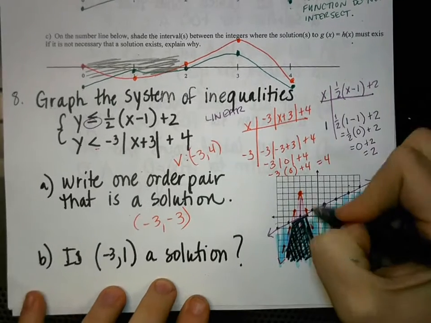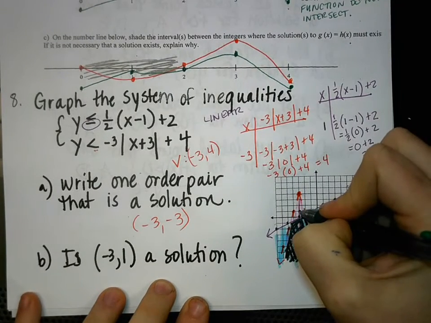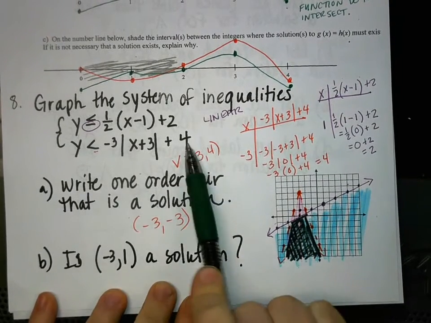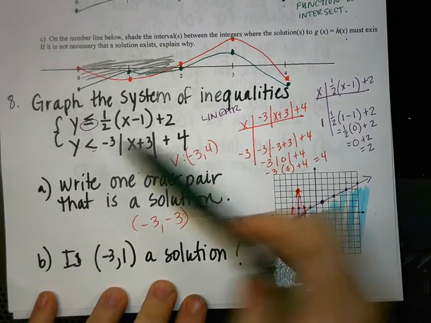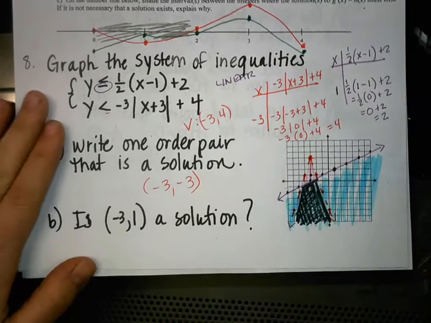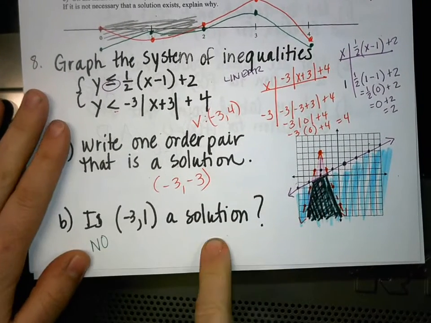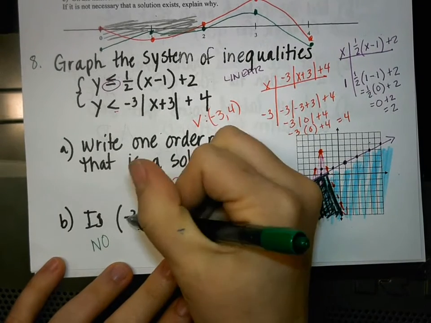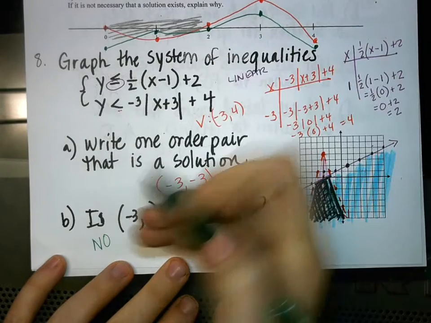So if I go left 1, 2, 3, and up 1, this is not a solution because it is not in the part that overlaps. It's only a solution to y is less than my absolute value function. It's not also a solution to the first piece of my function, or my first function. So that's no. And on your test, you're going to have to show why. So you're going to plug in -3 and 1 to your x and y values in both equations.